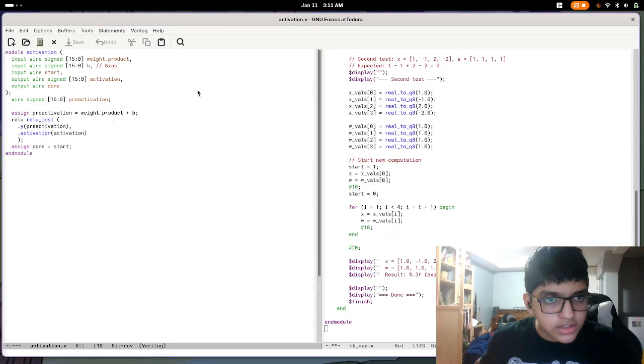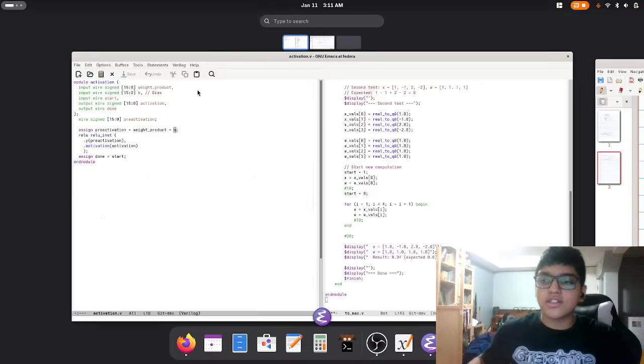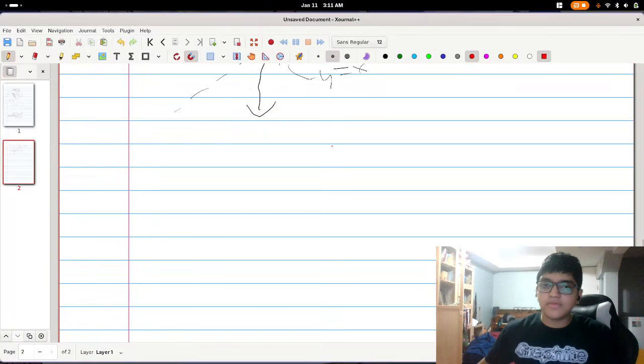So basically, weight product, this right here, is the input times the weight. So our pre-activation is weight product plus the bias, because like before the activation, y is just equal to wx plus b.